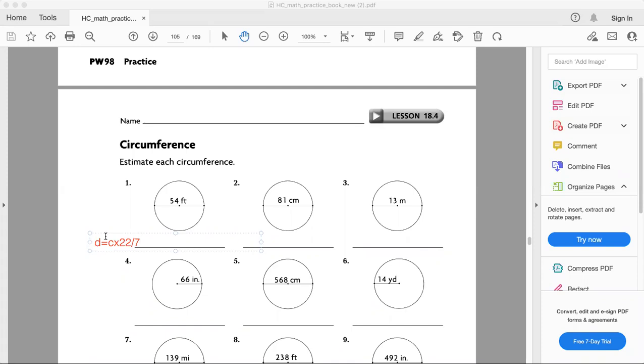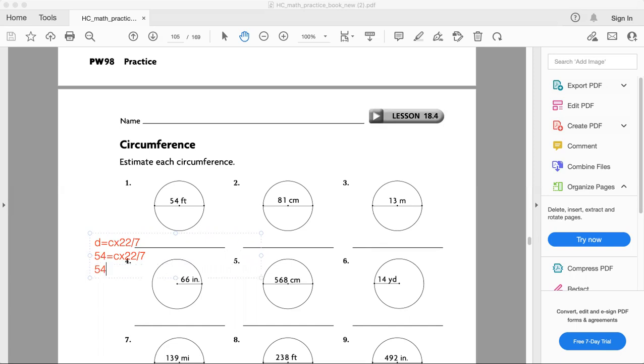So find out, if the diameter is given, how much is it? 54. Then what will be the circumference? What will you do? Ma'am, what do we have to do? You have to find out the circumference. Tell me what you have to do.